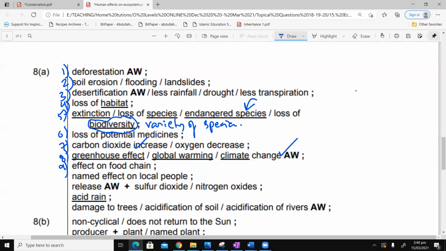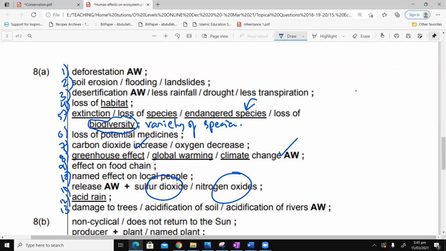We've studied the food chain, and trees and plants happen to be at the first trophic level. If you remove them, then that of course affects the food chain, and that affects the local people living in that habitat. It also releases many gases like sulfur dioxide and nitrogen oxides, which can cause acid rain. And that acid rain can also damage trees.